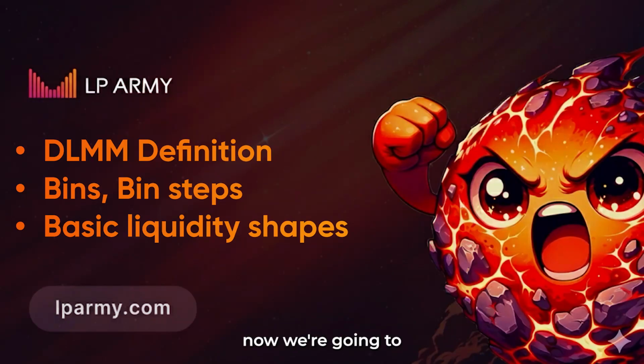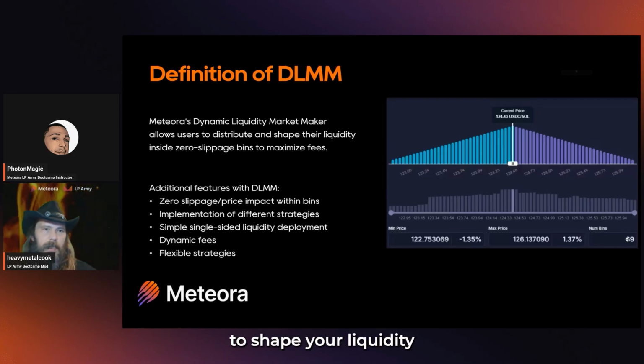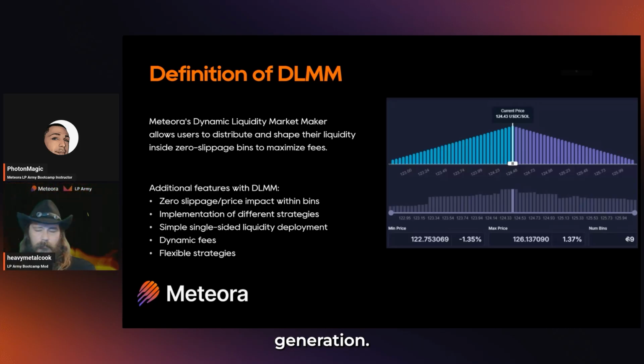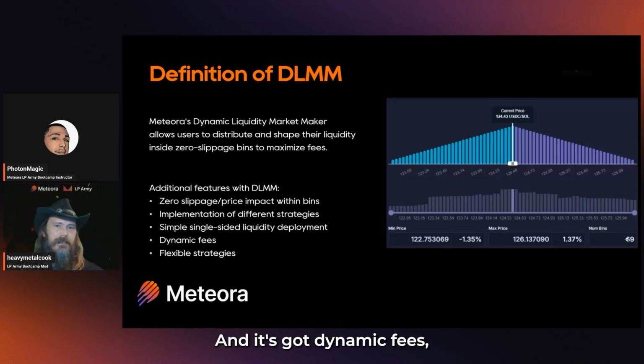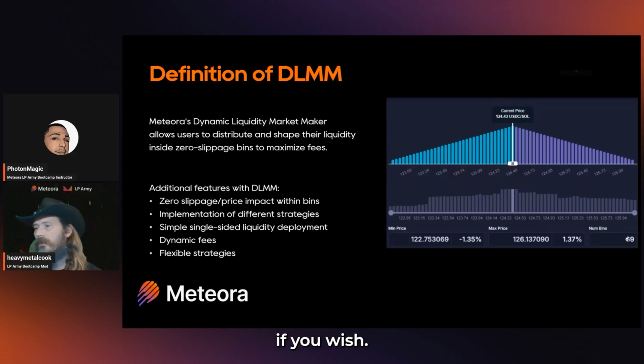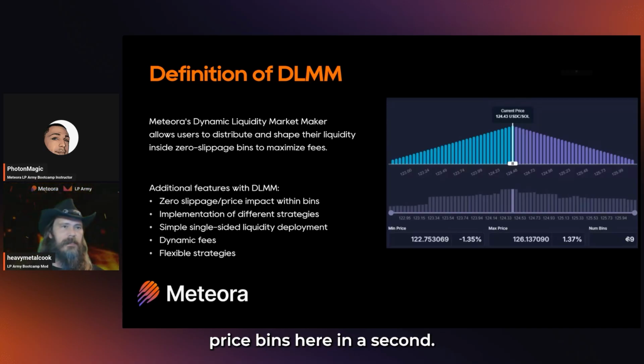All right, now we're going to get into the DLMM. It's like the CLMM, but better. The dynamic liquidity market maker allows you to shape your liquidity and help you maximize your fee generation. It's got dynamic fees, flexible strategies. You can put in just one token if you wish. You don't have to put in a balanced deposit. You can use however much you'd like. And we'll talk about the zero slippage price bins here in a second.